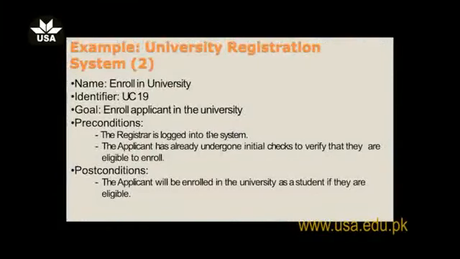Now obviously we have some naming conventions for this type of use case. So we have the name, that is, enroll in university, because we want to enroll in university, and we have an identifier, and obviously we need to specify the title of the use case, like use case 1, use case 5, use case 19, or use case 20. So the goal or the objective was to enroll an applicant in the university. This was the action that we want to perform via this particular use case. And obviously we have preconditions.